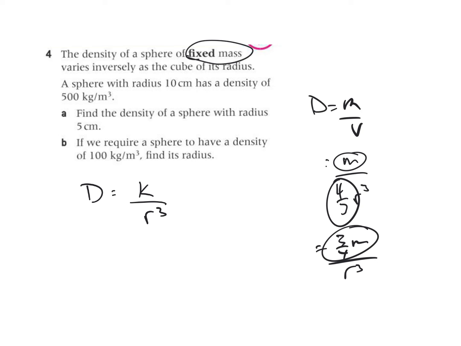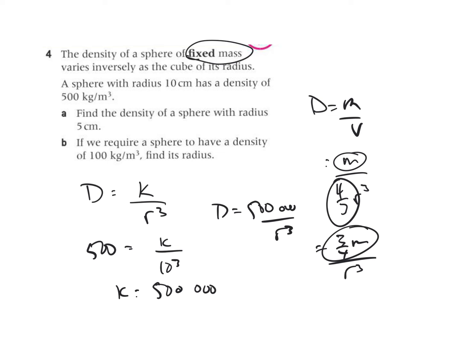And so if you want to do it, I can just say that 500 is equal to k over 10 cubed. And so k, if you solve for that, is 500,000. And so d is equal to 500,000 over r cubed.